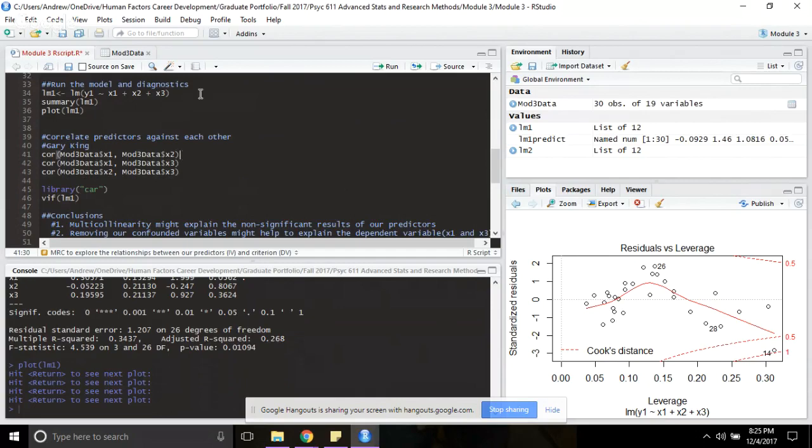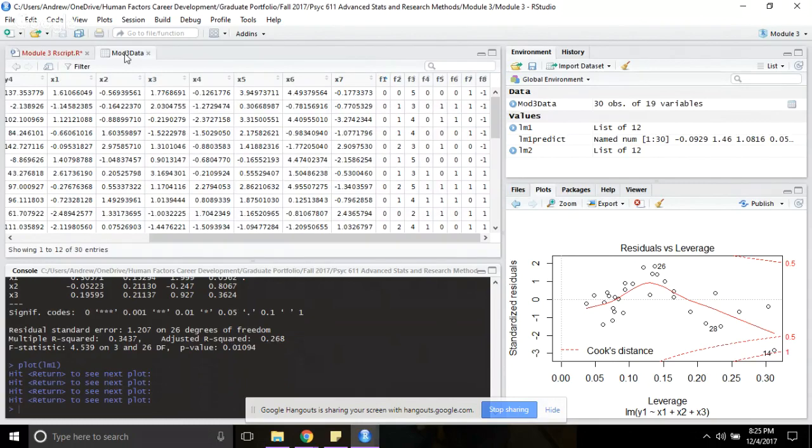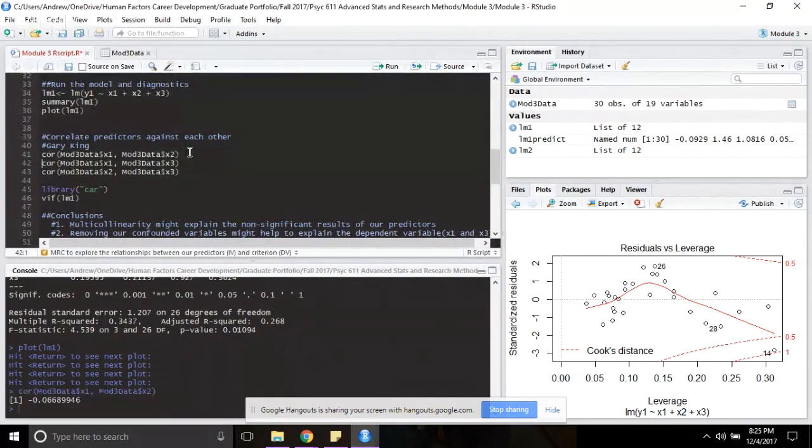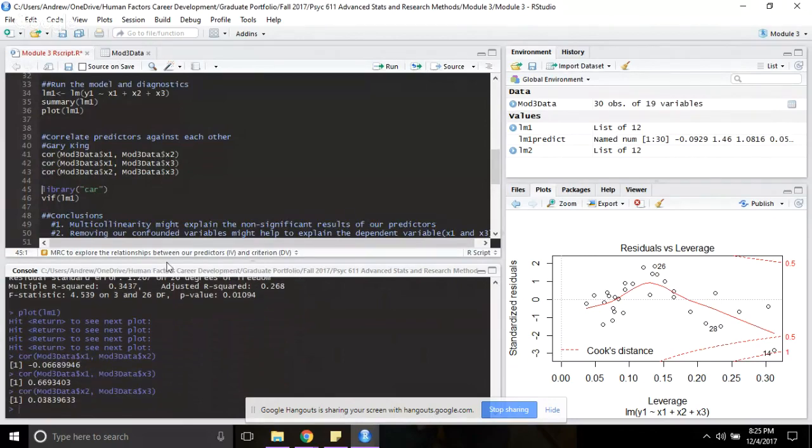But here it makes sense because, one, we don't have a unit of measure, so we assume it's the same. And two, we're just looking for any collinearity. And when we run it, I find that x1 and x3 are correlated pretty high at 0.67.